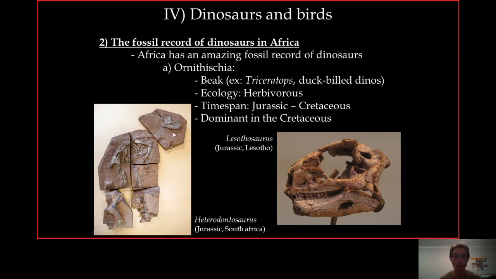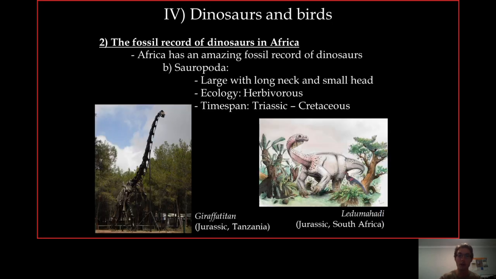So these 2 had a beak at the top of their mouth, and they had teeth that were adapted for an herbivorous diet. And those Ornithischia are found from the Jurassic to the Cretaceous, and they become dominant in the Cretaceous, dominant over the other group of herbivorous dinosaurs, the Sauropoda.